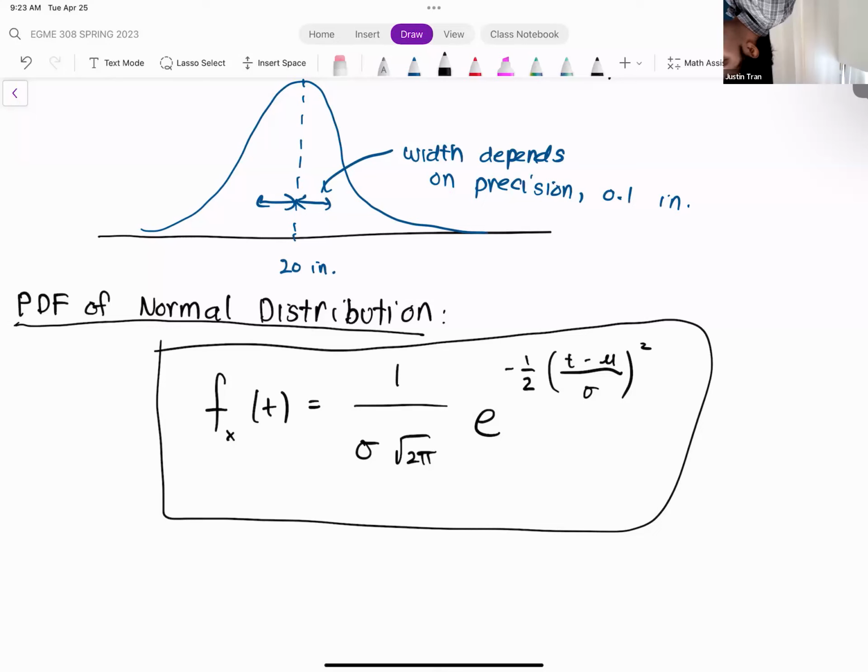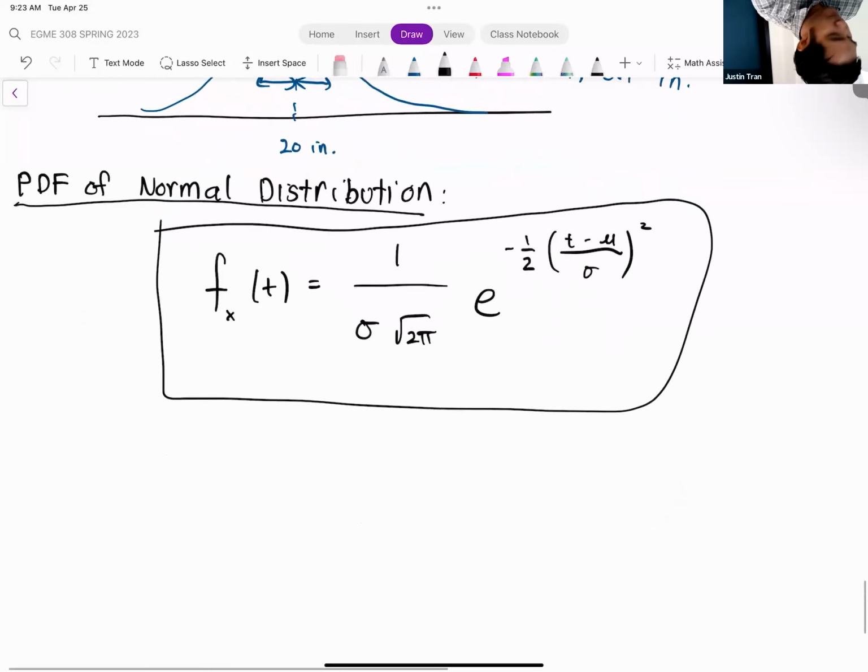So we're not going to do anything with this. We're not going to integrate this or anything. In fact, because of the e to the minus square, it's actually impossible to integrate by hand. But in case you're curious, if you wanted to plot this in Excel or MATLAB, this will give you that. We also have the CDF.